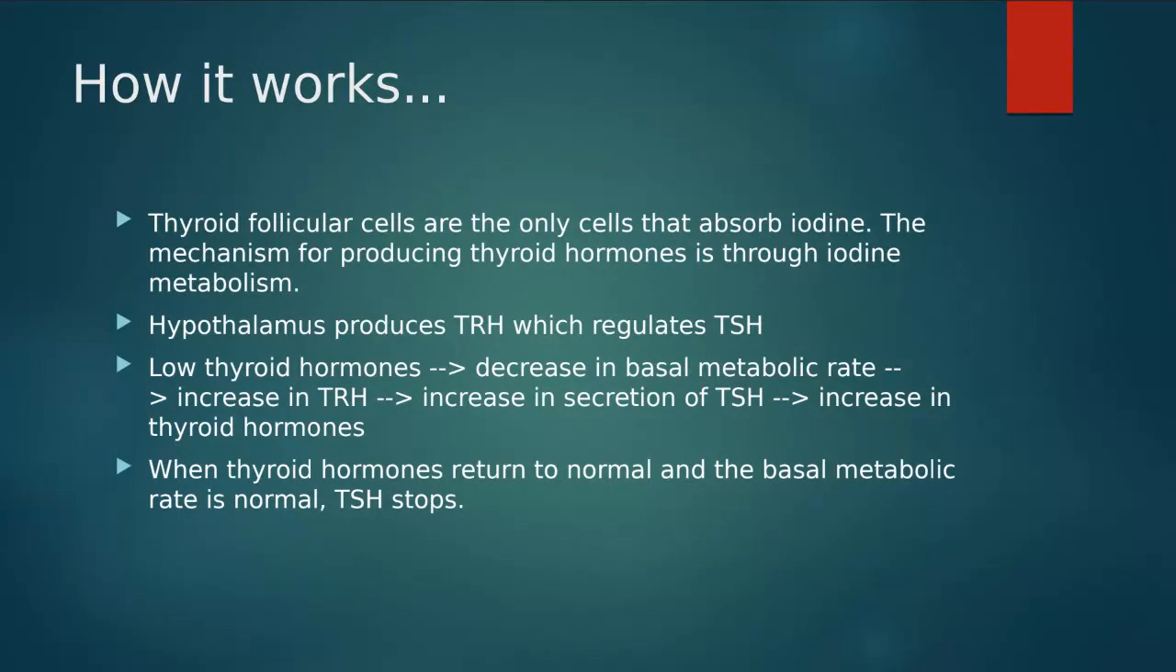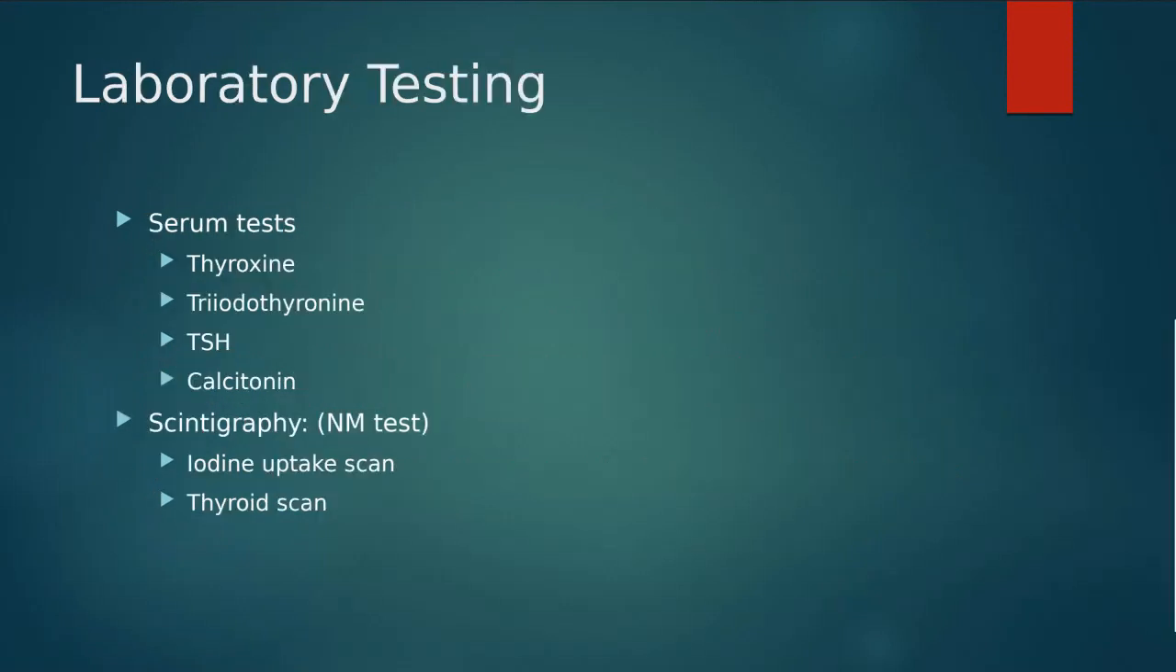And then that is going to result in that increase in thyroid hormones because the thyroid picked up on the thyroid stimulating hormone from the pituitary gland. And now our levels are back to normal. Now, once our metabolic rate is back to normal, whatever that may be for that patient, that thyroid stimulating hormone from the pituitary gland is going to stop. So hopefully that kind of all pieces it together a little bit more.